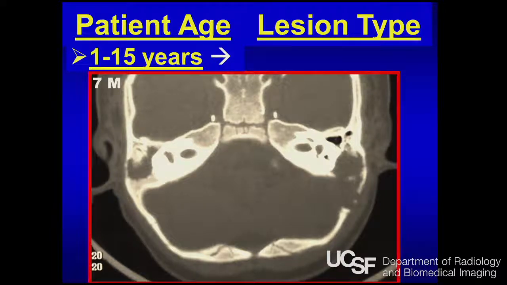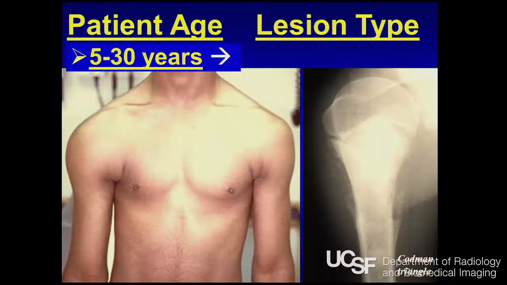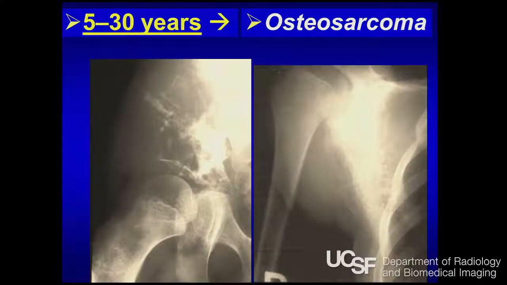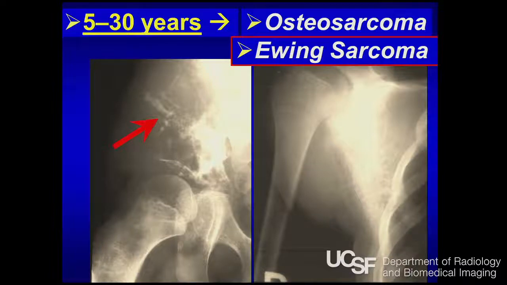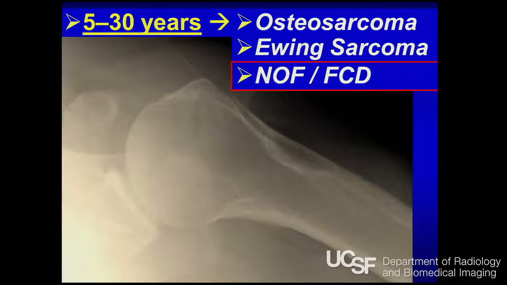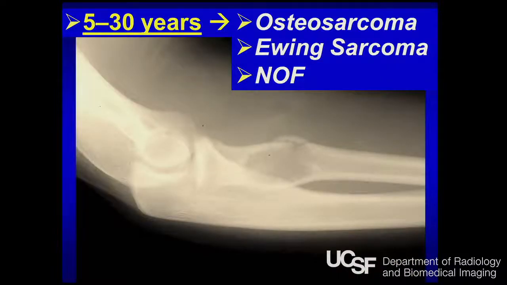First, in the young pediatric patients, 1 to 15 years, we're going to be thinking about the possibility of Langerhans cell histiocytosis because it's easy to forget about. A little bit older, 5 to 30-year-old age group, bones very active, a lot of things in the differential, both malignant and benign, malignant osteosarcoma, and also malignant Ewing sarcomas. We'll talk more about these in great detail. But also a number of benign lesions. Non-ossifying fibroma, or when less than 2 cm a fibrous cortical defect.